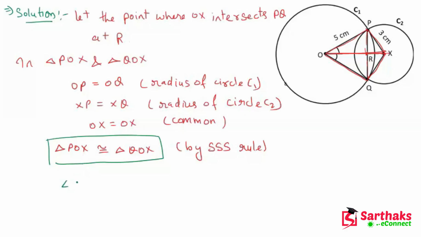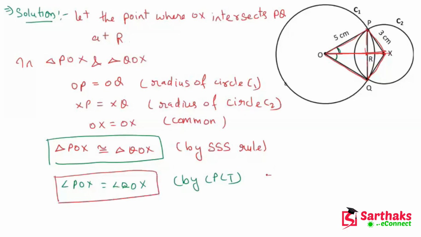So angle POX means this angle is equal to angle QOX, by CPCT. Okay, now let's suppose this is equation number 1.